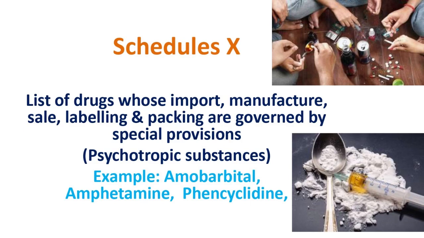Schedule X. Schedule X is related to psychotropic substances. It consists of list of drugs whose import, manufacture, sale, labeling and packing are governed by special provisions. Examples for these drugs are amobarbital, amphetamine, phencyclidine, etc.